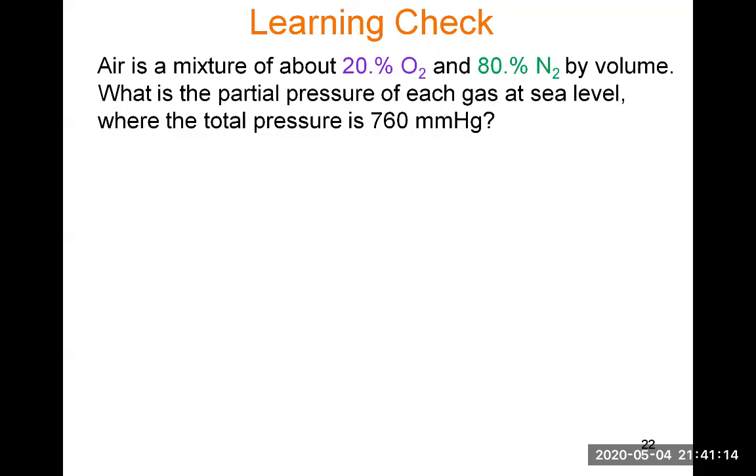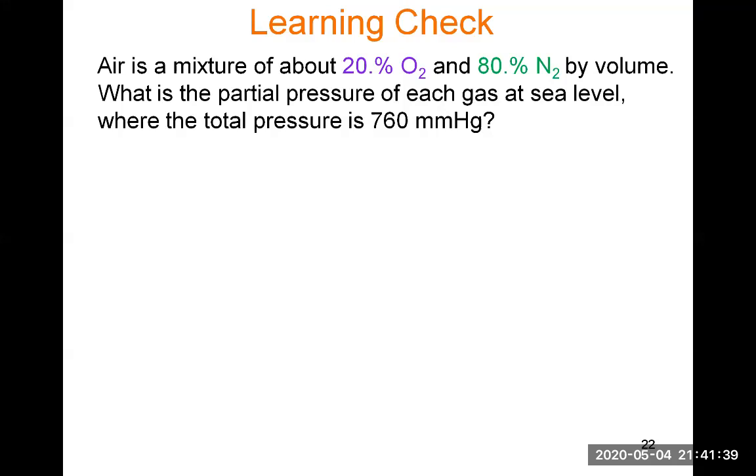So what is the partial pressure of each gas at sea level, where the total pressure is 760 millimeters of mercury? 760 millimeters of mercury, you know that it's 1 atmosphere, and that's the standard pressure at room temperature at sea level.